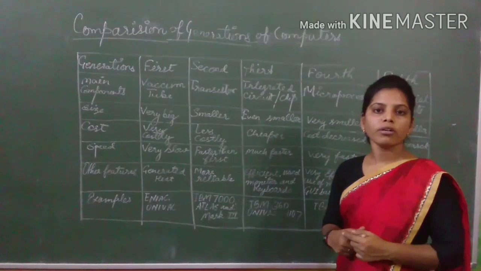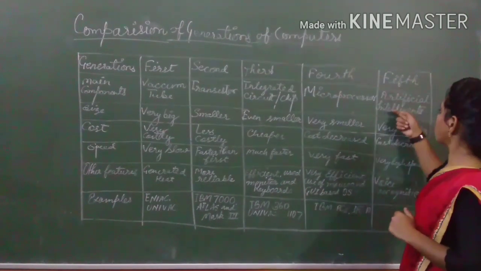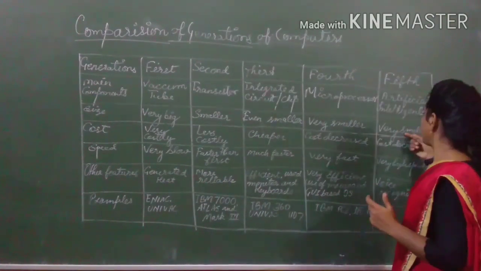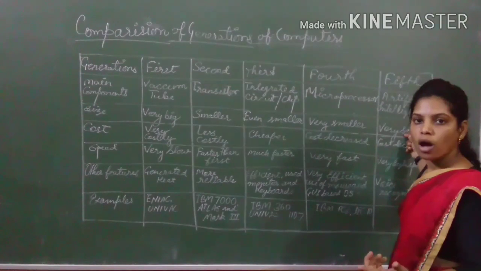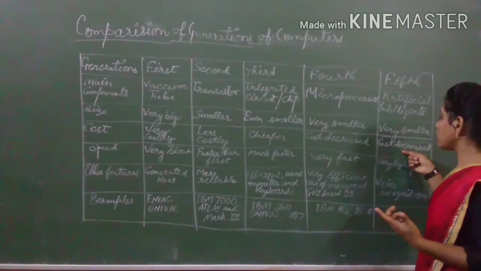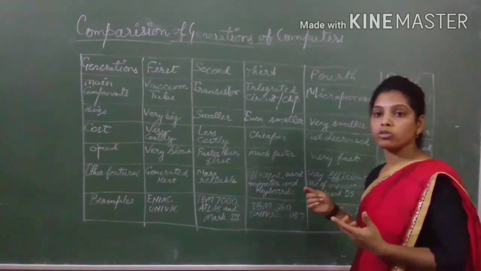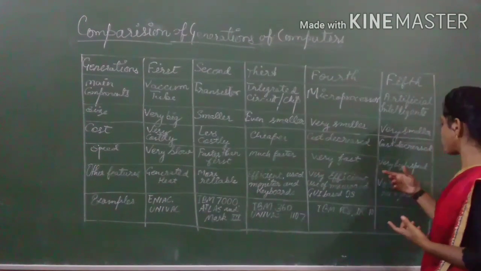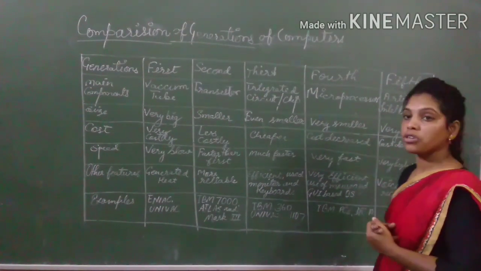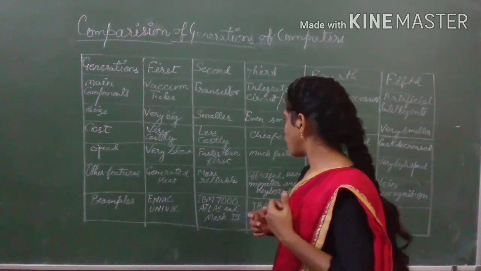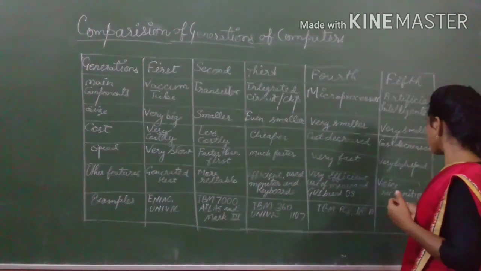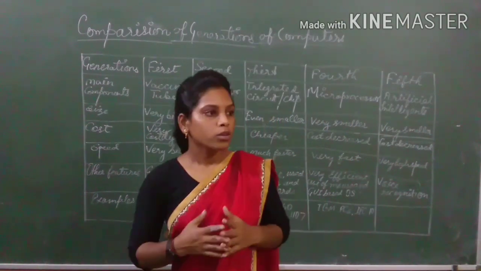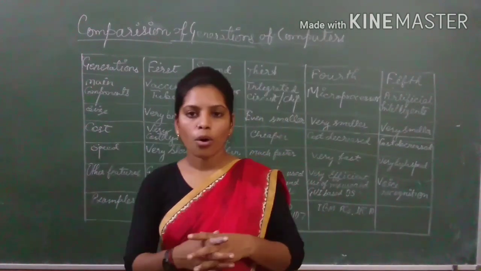Let's move on to the fifth generation computers. Fifth generation computers have artificial intelligence, and these computers are very small in size and cost. The cost has decreased. They are not so high in cost, they are cheaper than the earlier generations, and very high speed. They also have voice recognition, a facility to recognize the voice of any person.